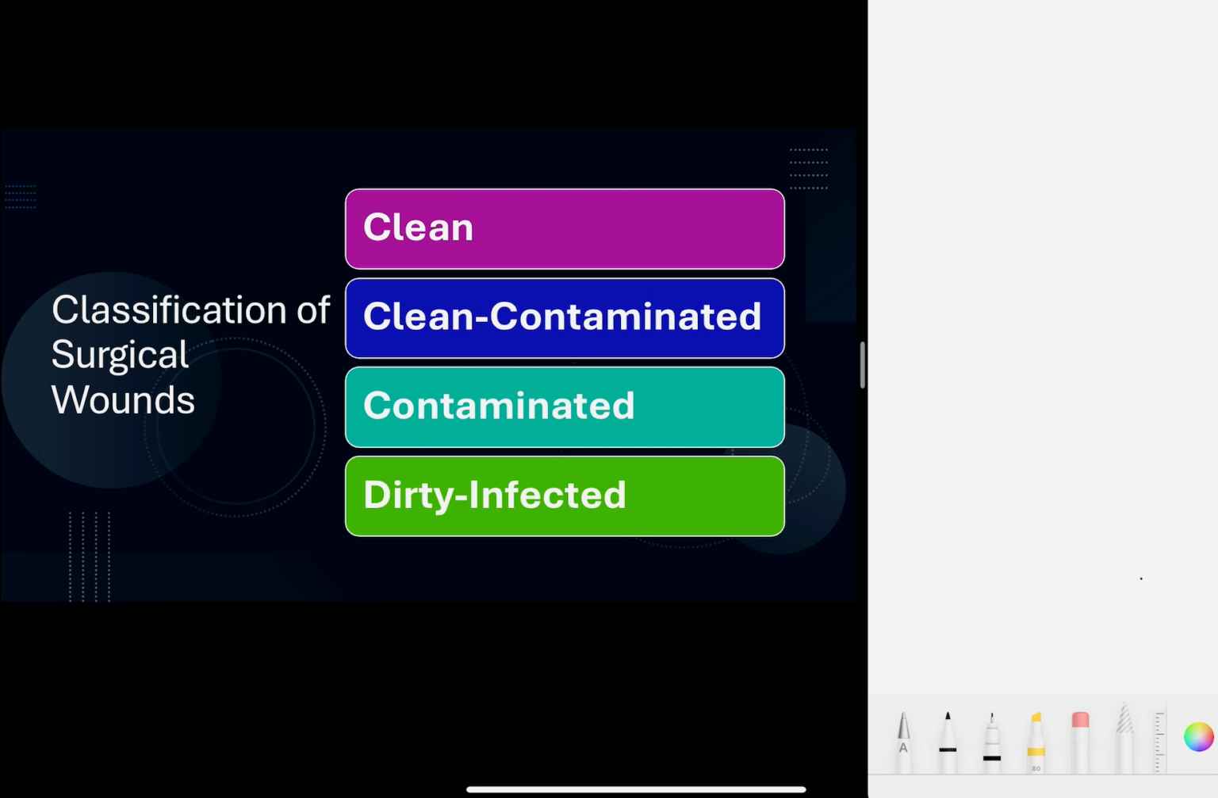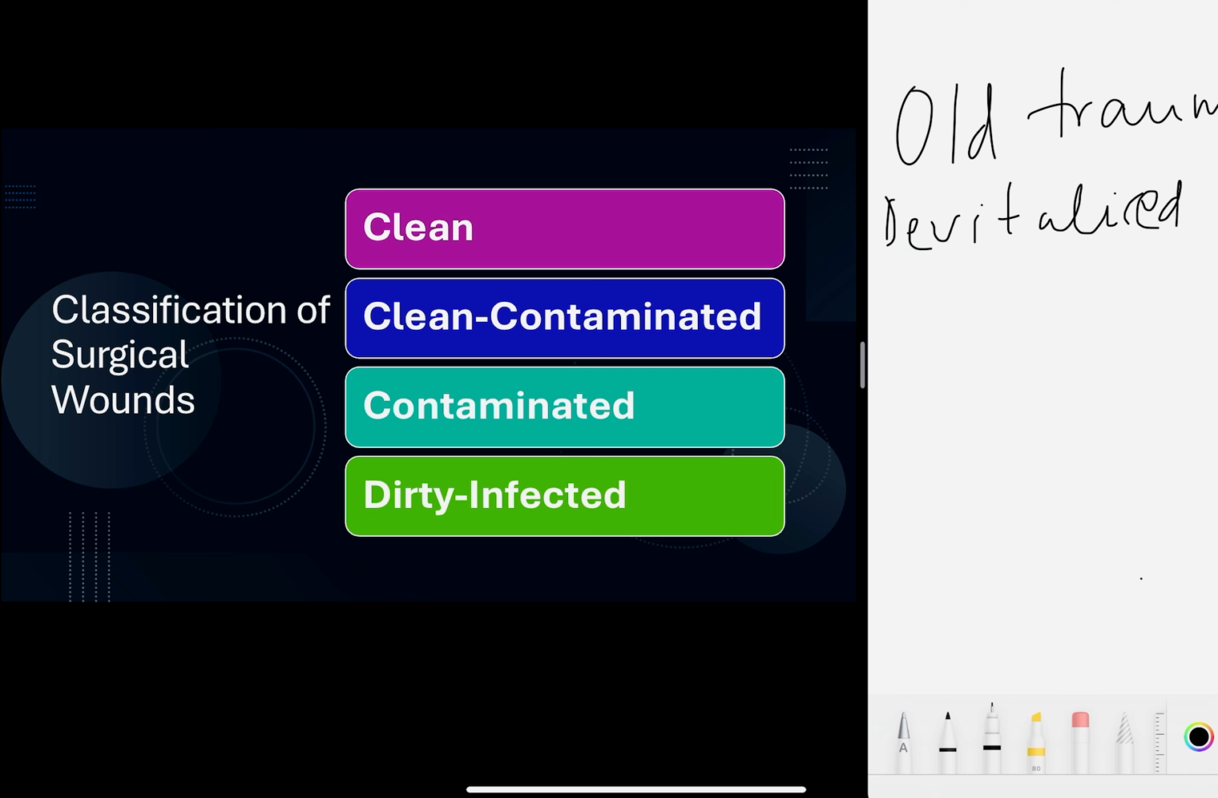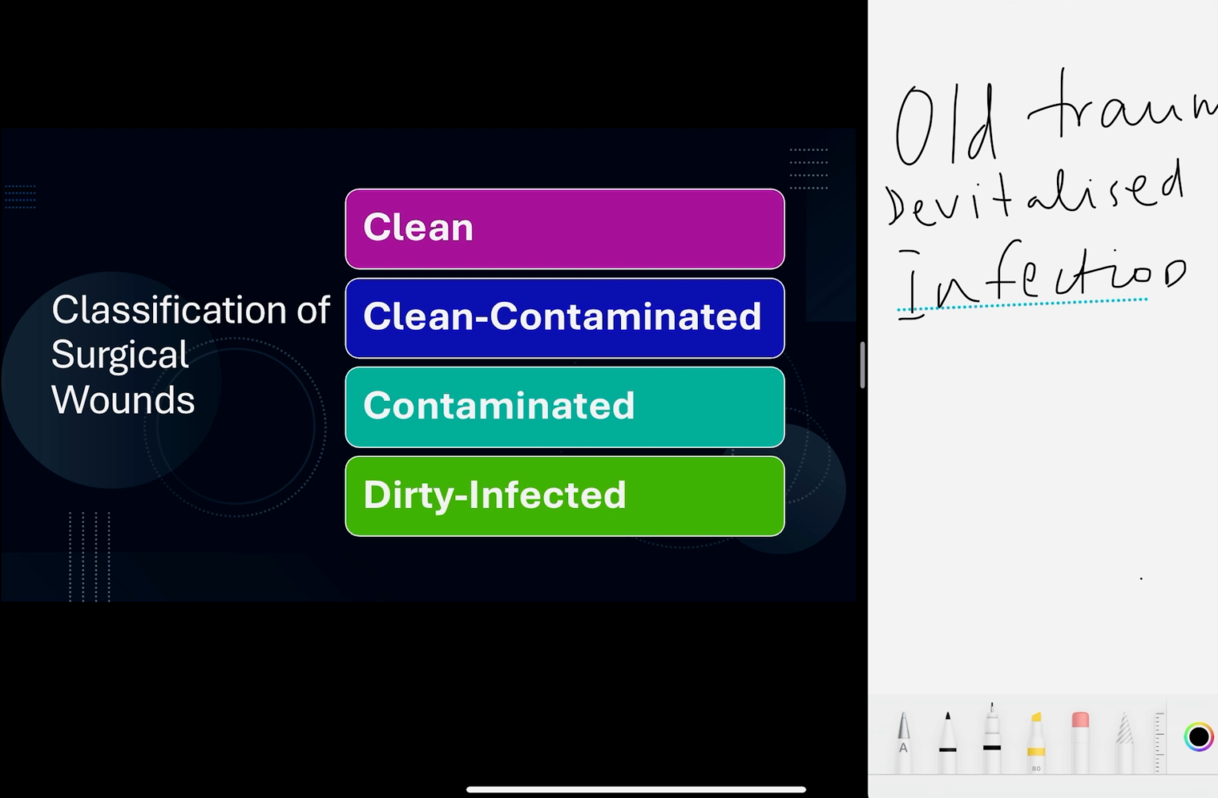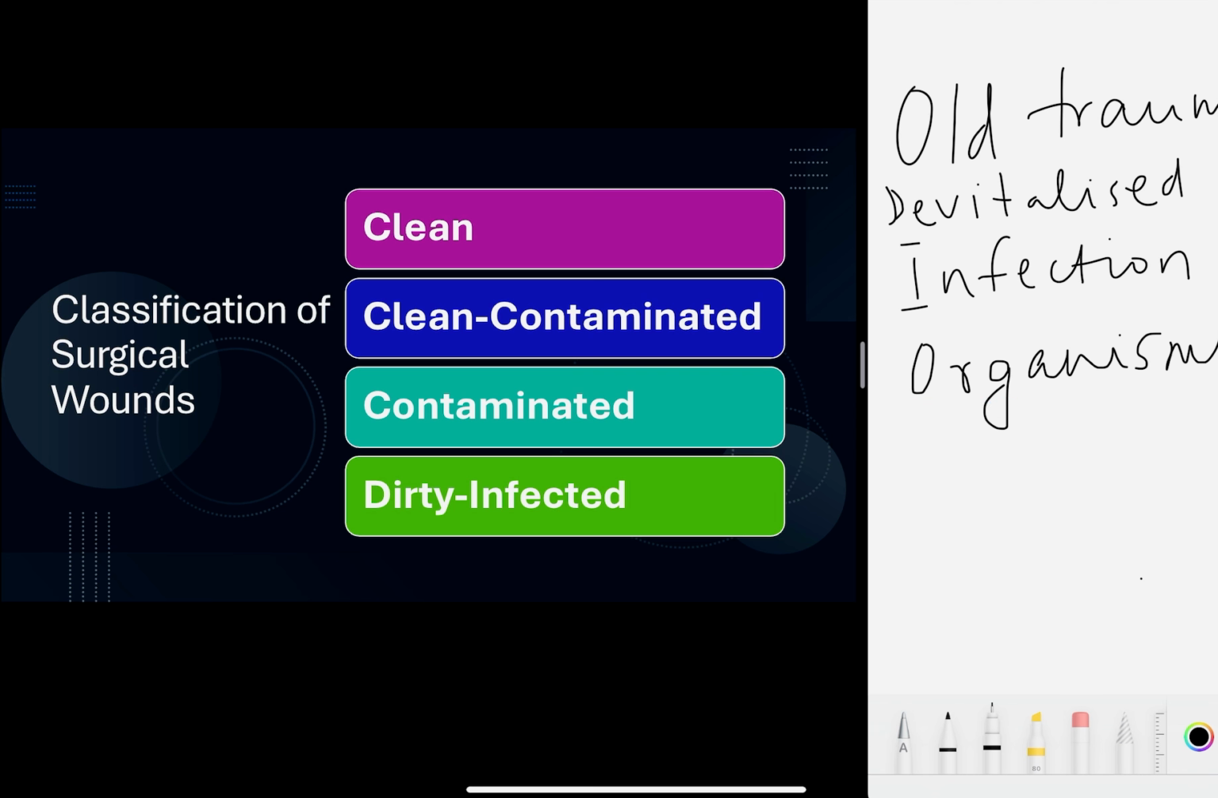Now coming to class 4, dirty infected wounds. They are actually old traumatic wounds with some devitalized tissue. And there may already be some kind of clinical infection. And even there can be organisms which can cause postoperative infection later on. So dirty infected wounds are all traumatic wounds with retained devitalized tissue, and there may even be clinical infection or perforated viscera, and there can even be organisms causing postoperative infection.